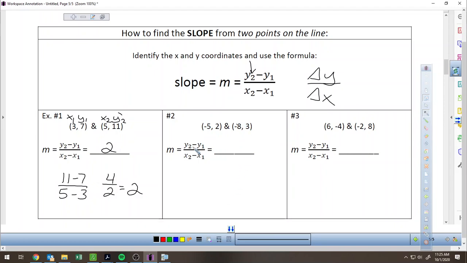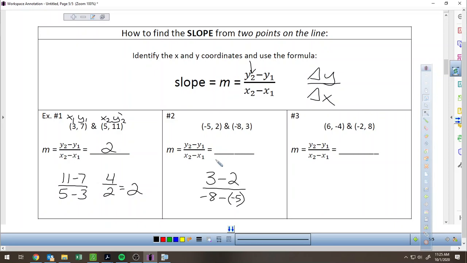So, what is my second y value on number 2? 3. What's my first y value? 2. Second x value? Minus negative 5. Here's where we got to remember our subtraction of negatives rules.